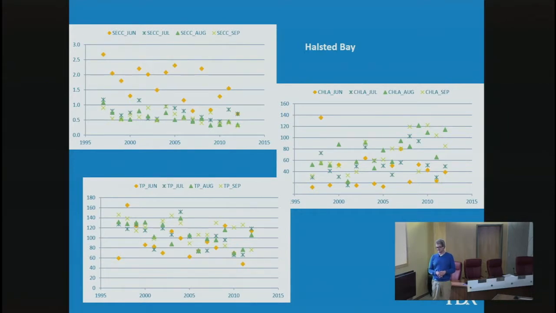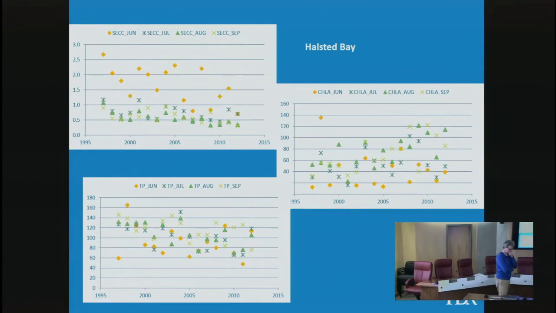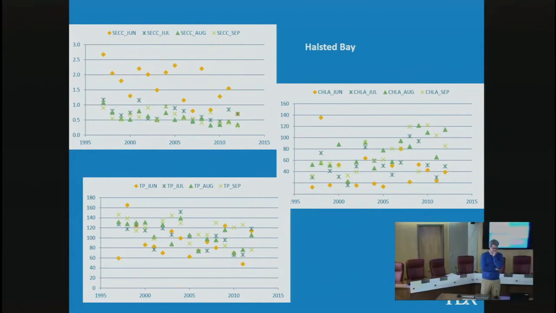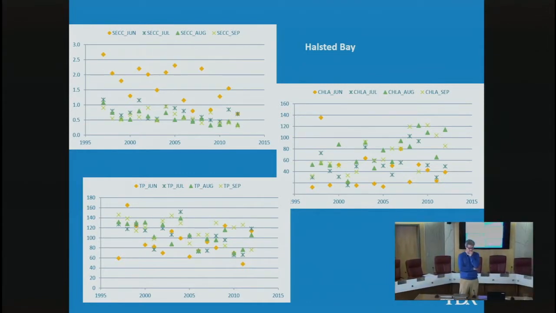So, lakes are all alike and lakes are all different. There's just little things. I haven't really looked at that. It wasn't really part of the project.